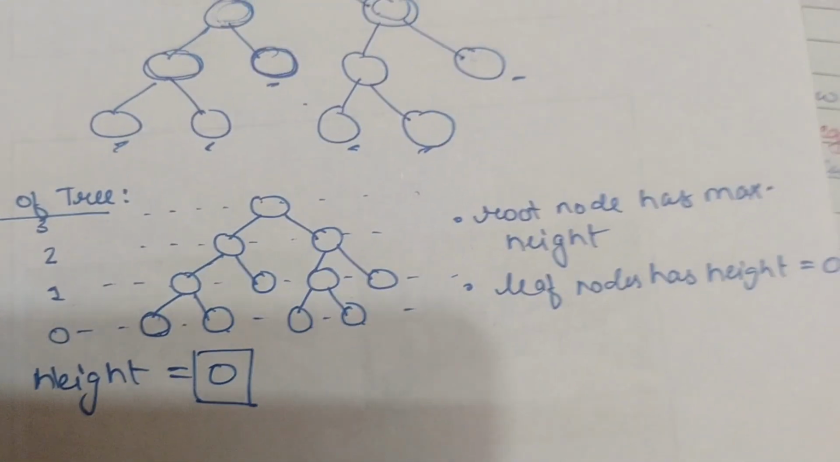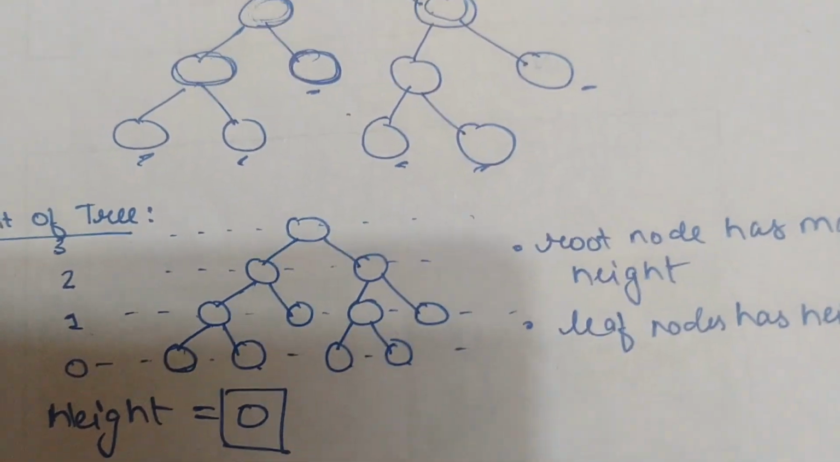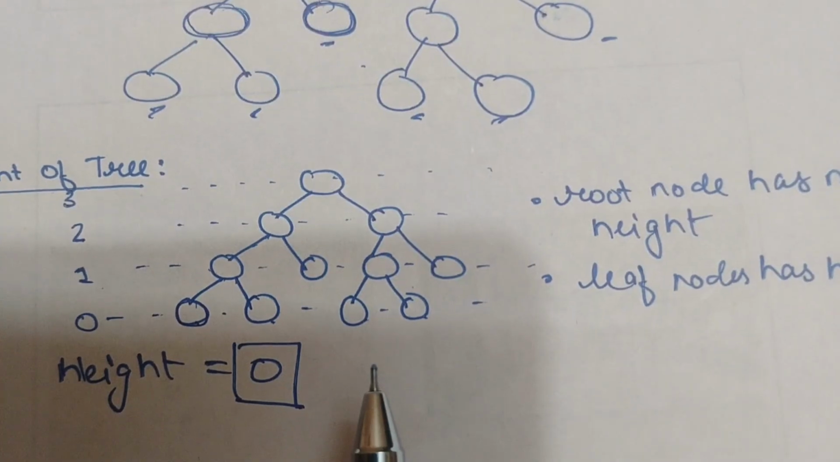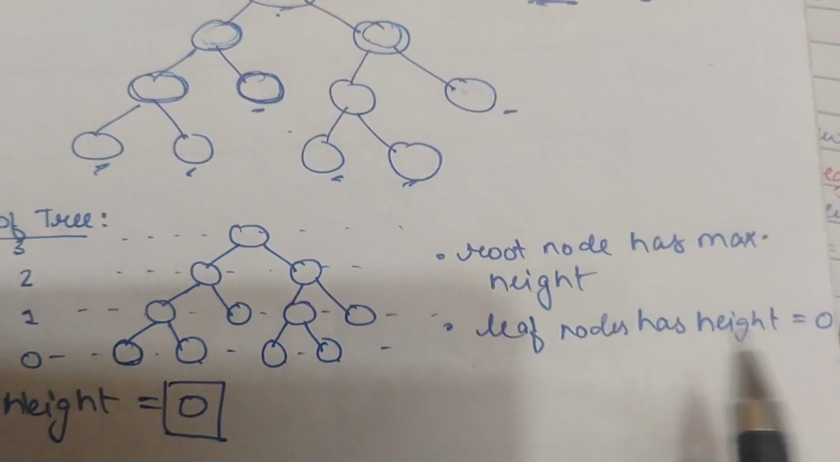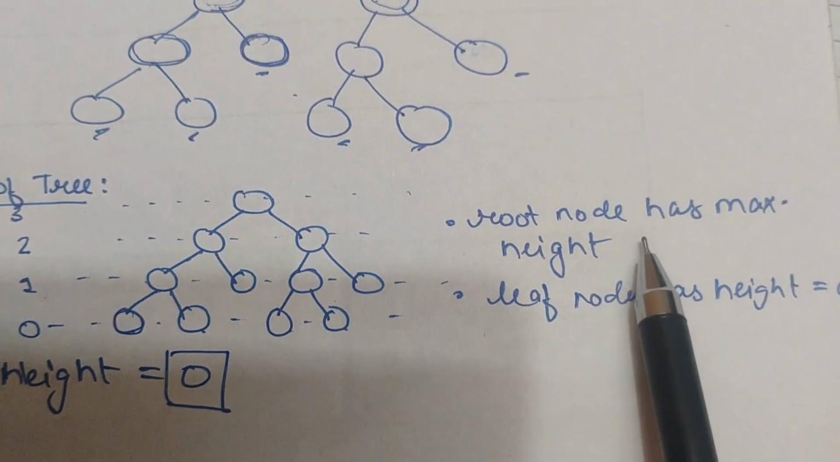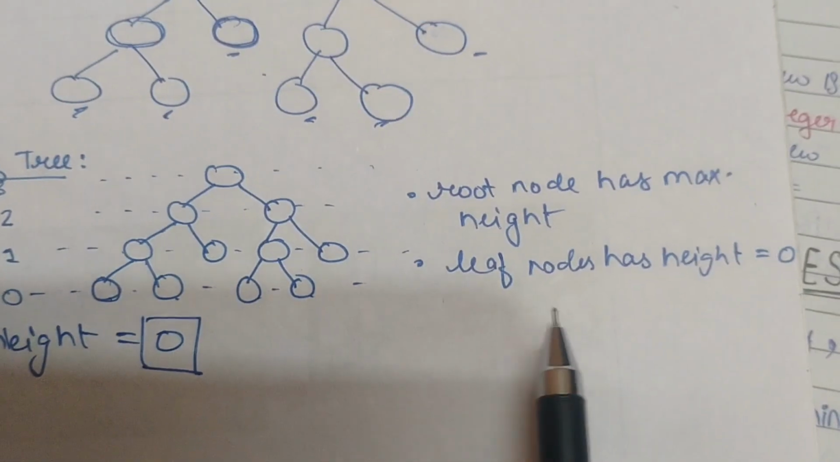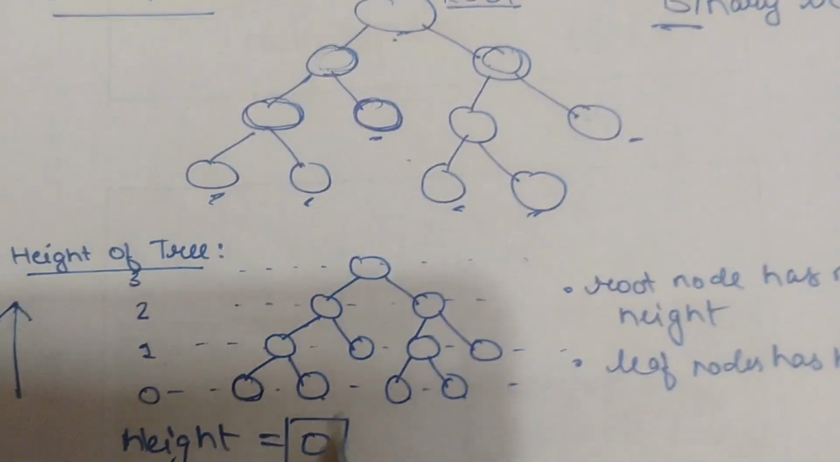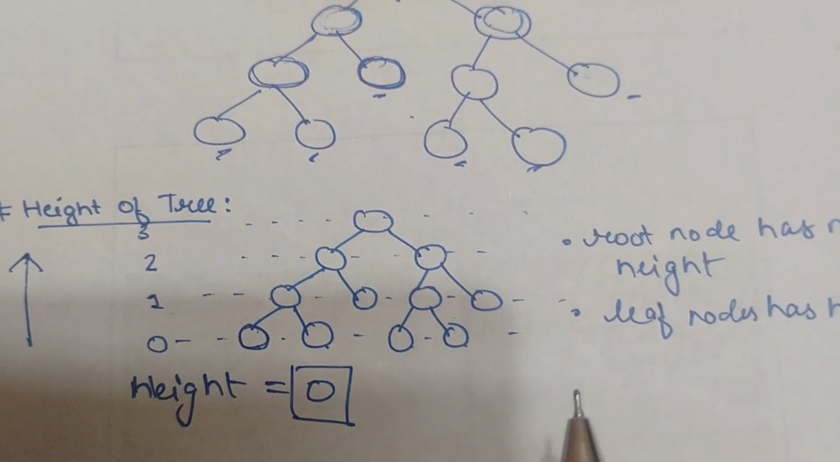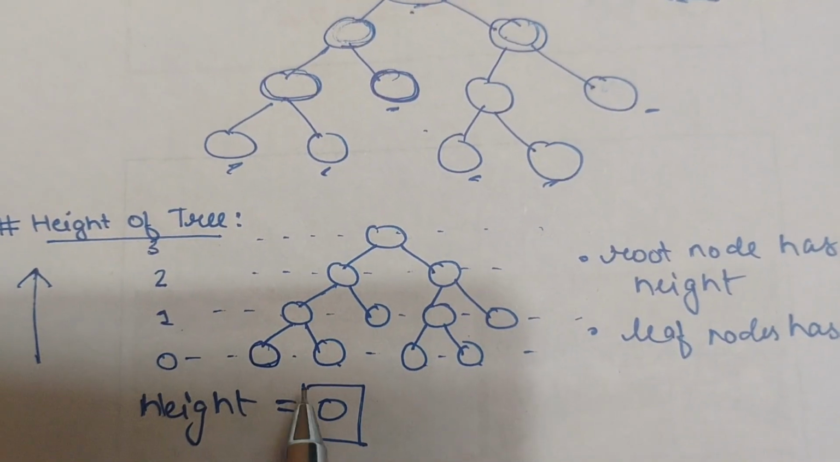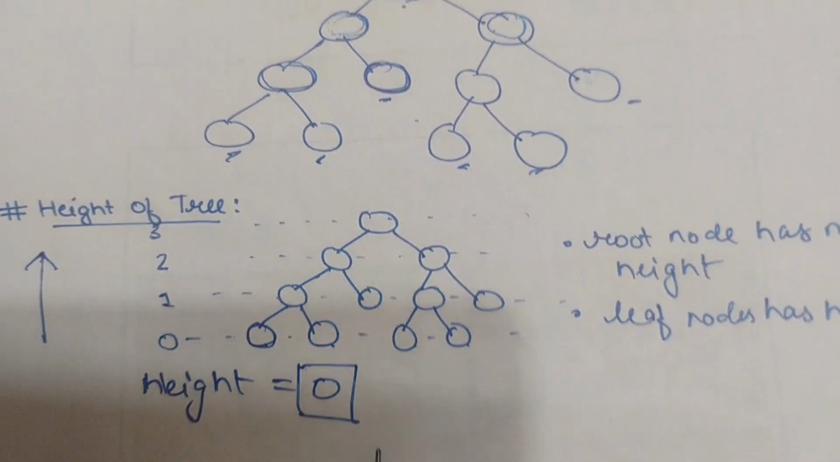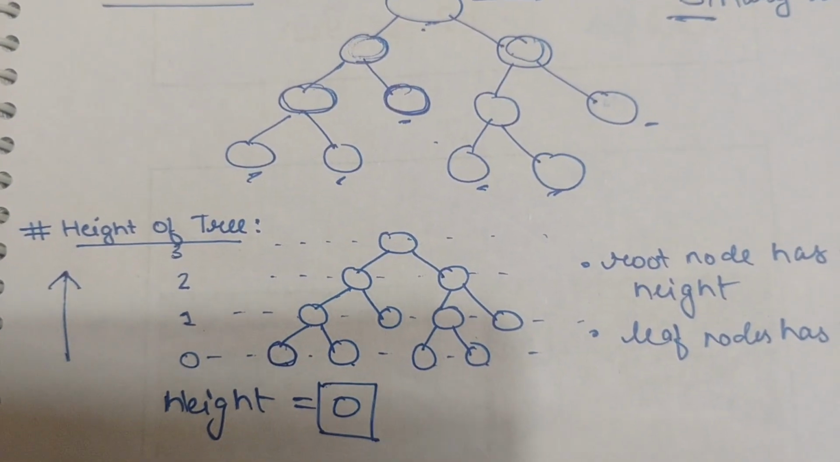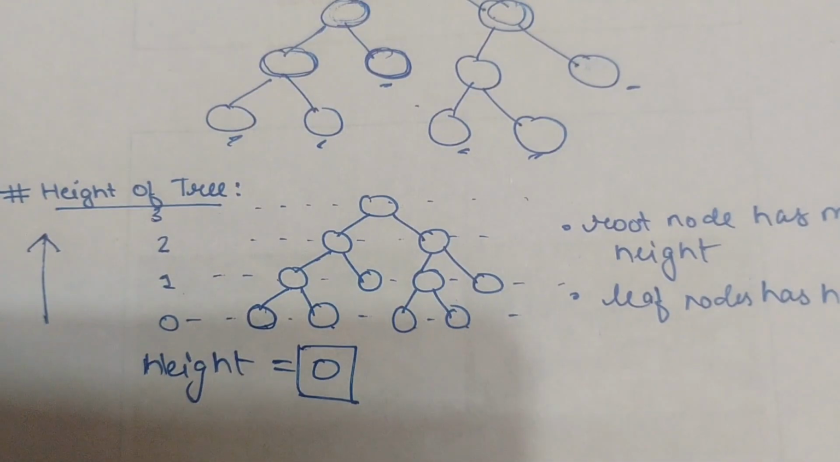We will discuss later on how we find the height of a tree using various traversals. Till now you only need to know these two properties, that root node has maximum height and leaf node has height equal to 0. This is the way, in a very basic way, to get to know the height of the tree by seeing the tree.